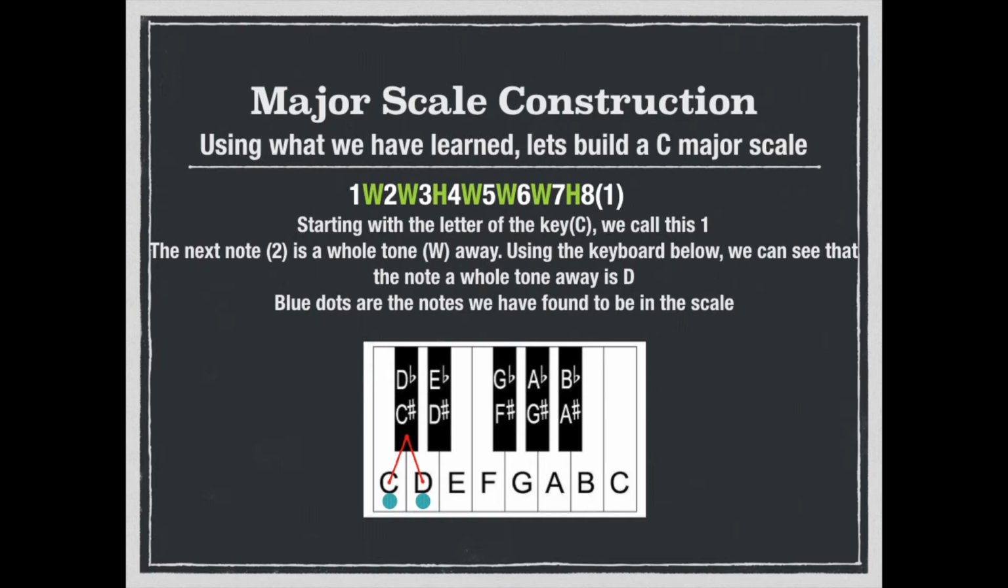Starting with the letter C, which we call 1, we're going to go up a whole tone. The next note, or 2, is a whole tone away. Using the keyboard below, we can see that the note a whole tone away is a D. Blue dots are notes we've found to be in the scale.